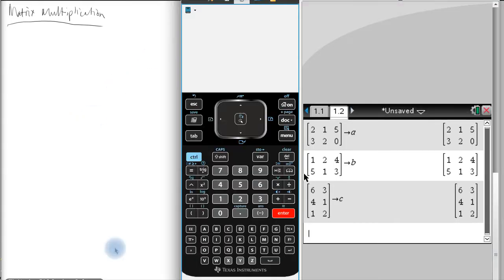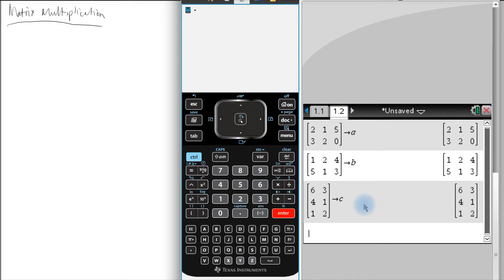Now, here I've defined three different matrices. Notice matrix A and matrix B are both the same size, or the same order. They're both 2 by 3 matrices. They've got 2 rows going down, this row and the bottom row, and they've got 3 columns, this column and this column. Matrix C, however, is a 3 by 2 matrix. It's got 3 rows and 2 columns.